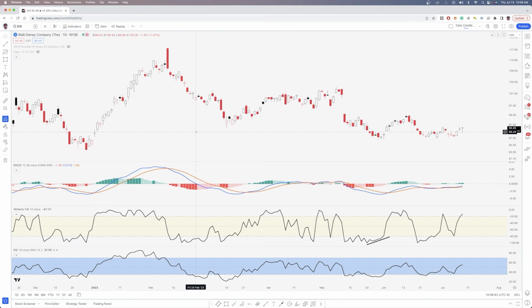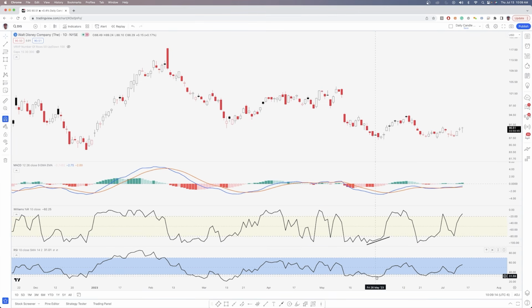So that is pretty much it. It's really not rocket science. It's just looking at a few different patterns. A very quick recap: you're seeing the histogram starting to print these shorter bars, meaning that the MACD, the blue line, is starting to get closer to the orange line, which is your signal line. You can see the Williams percent range is, 1, oversold, 2, starting to print divergence as the price is starting to go lower, and then 3, you definitely want the RSI to be oversold.